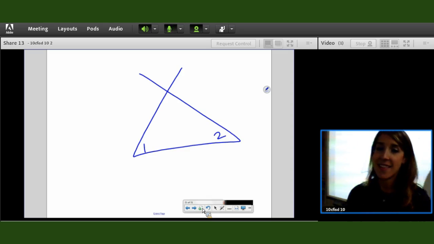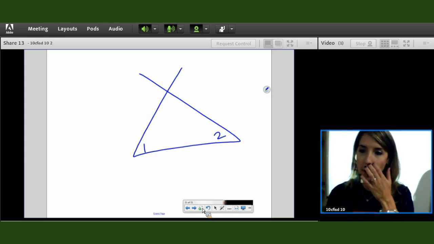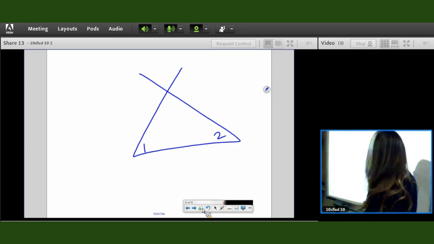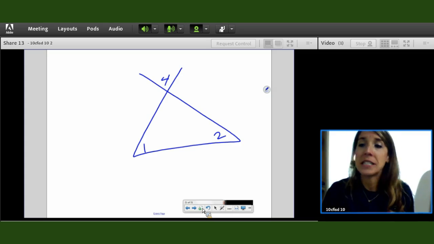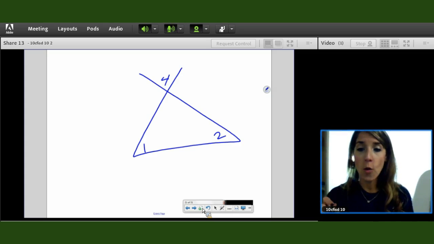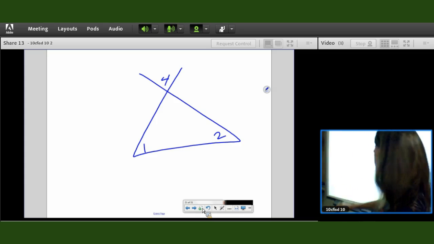They accidentally think, oh, exterior angle theorem. 1 plus 2 equals, and they think it equals that. They're like, that angle is exterior. That angle is outside the triangle. But angle 4 is not an exterior angle.